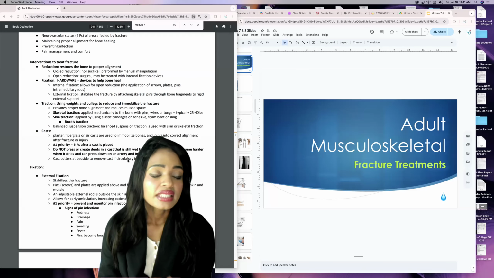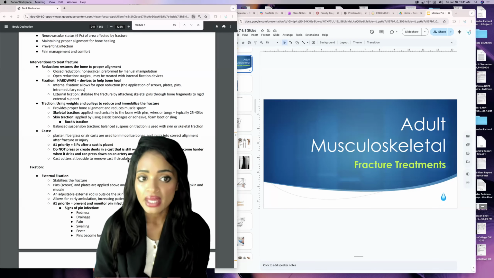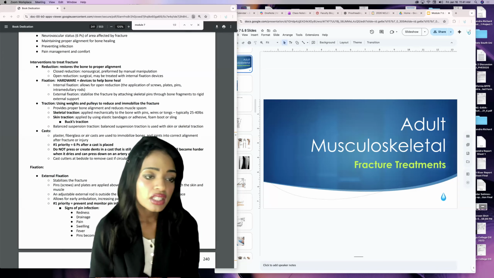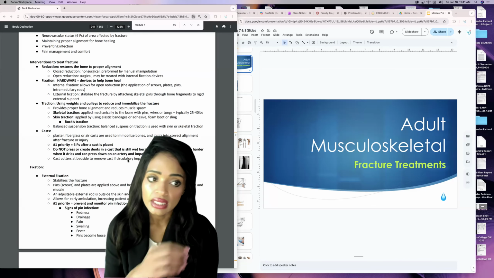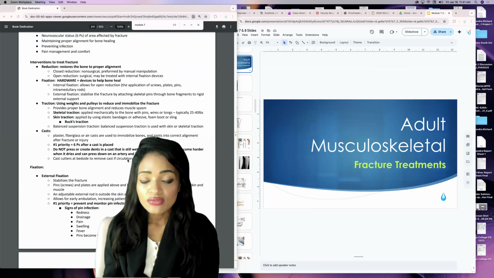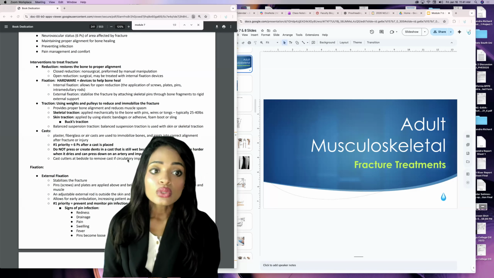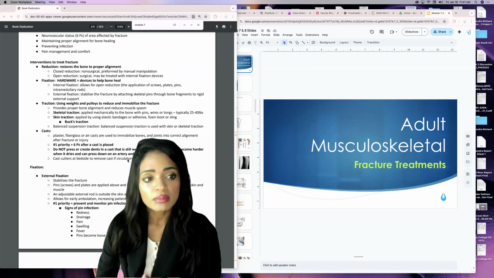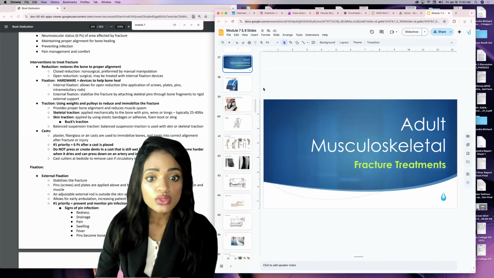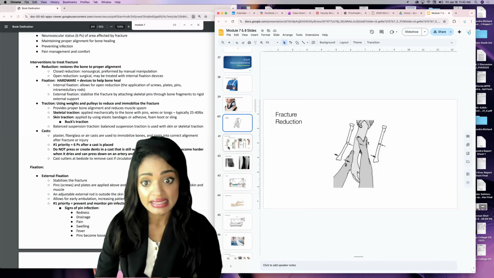Okay, so reduction. Closed reduction is non-surgical, performed by manual manipulation. Open reduction is surgical, okay? When they do surgery to reduce a fracture, usually they're going to use hardware to keep the bone in place. So there are two ways to reduce a fracture, and then two ways to keep the fracture in place.